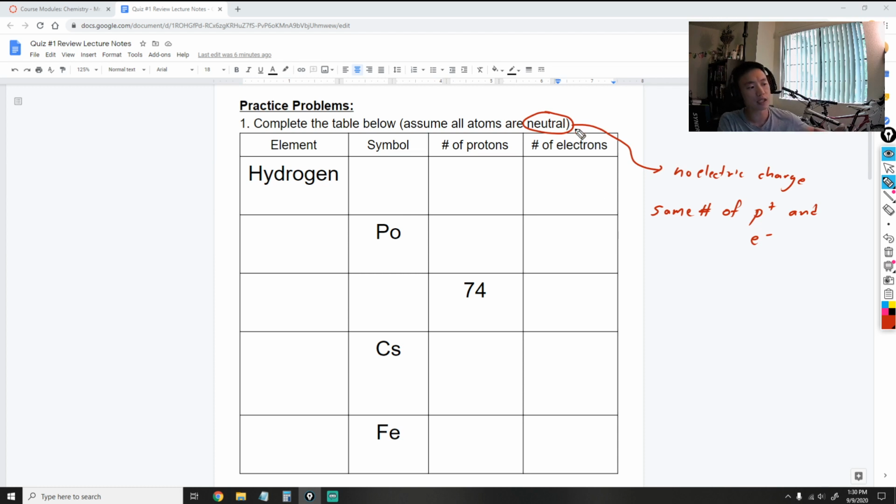Okay, so when it says that an atom is neutral, it means that there is no electric charge. Okay, it means that it's not positive, it's not negative. It means that the positive and negative of the protons and the electrons are balanced out. Okay, so if an atom is neutral, it means that there are the same number of protons and electrons. Okay, so whenever you see this word neutral, if an atom is neutral, it means that there are the same number of protons and electrons.